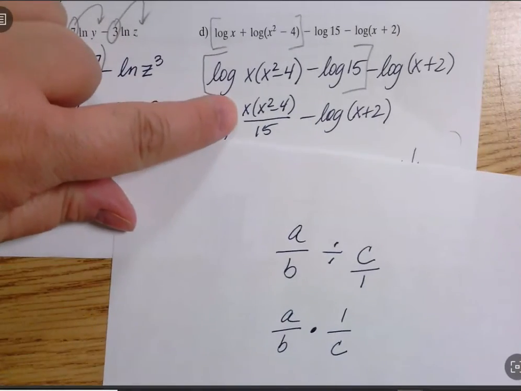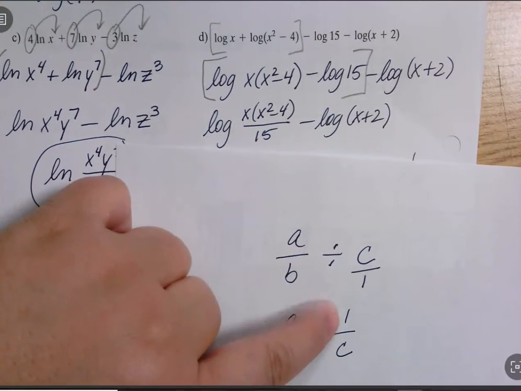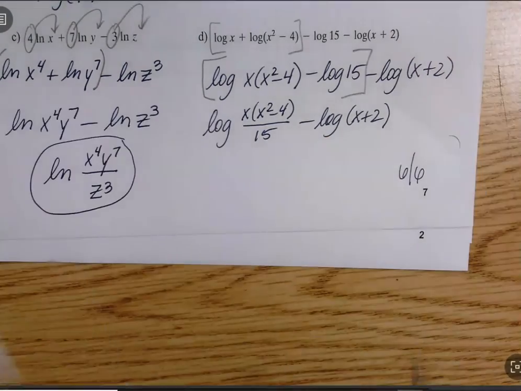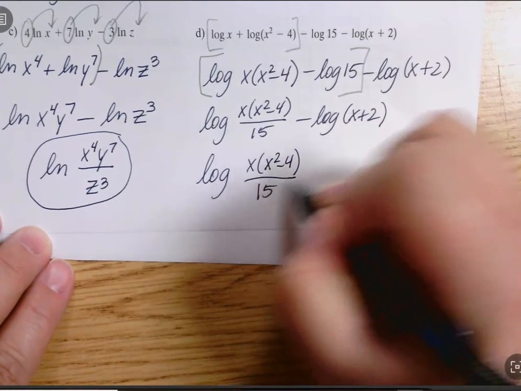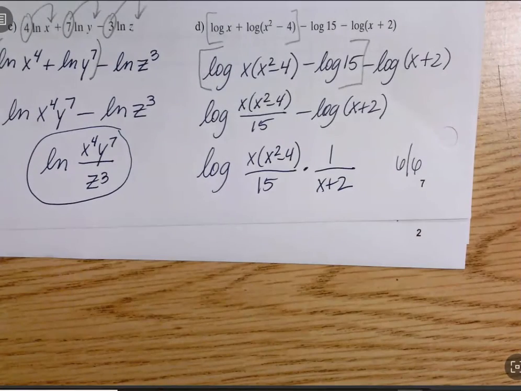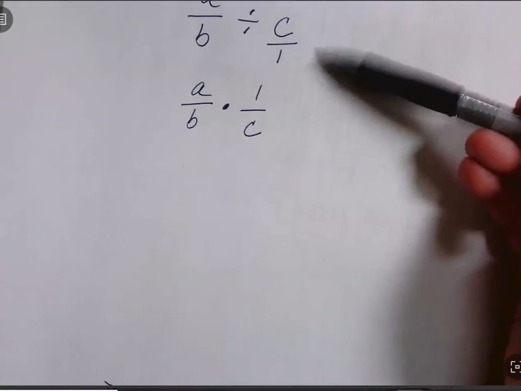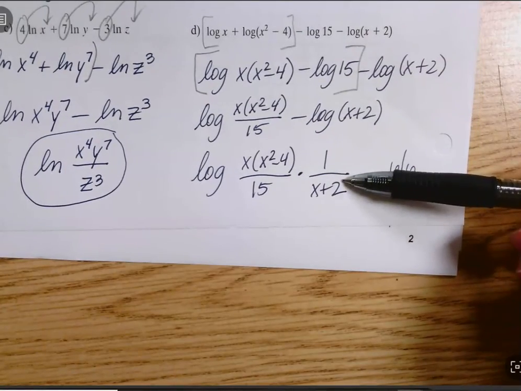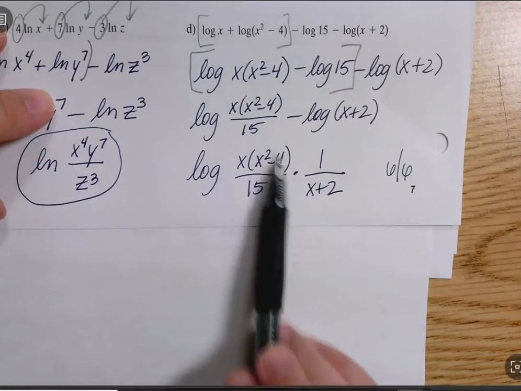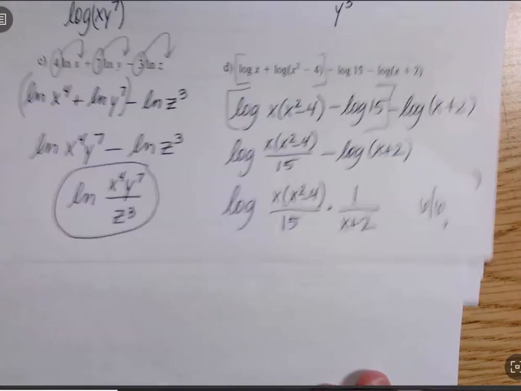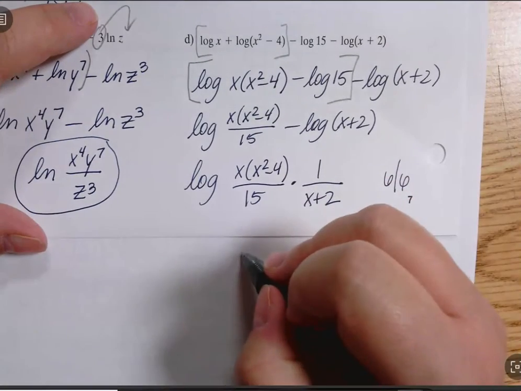In other words, here's my a, x times x squared minus 4. My b is 15. So it's going to be times 1 over x plus 2. Let me write it all out. It's like, wait, I thought subtraction was supposed to be division. This is division, remember? Division is, with fractions, multiplication of the reciprocal. So that's what's happening here. Let me go ahead and use this sheet to keep going. Because this can simplify. This is why I didn't multiply this out, is to simplify a fraction, we divide out, or you could say cancel, common factors.